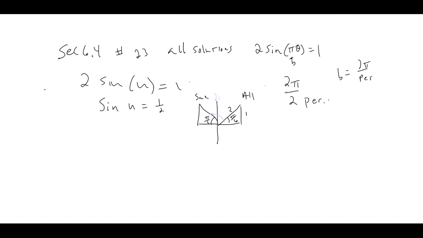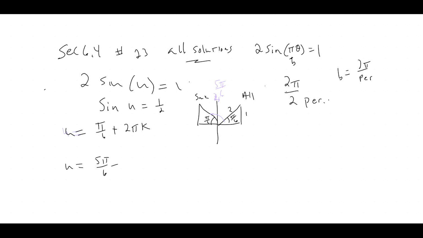Let's see. So 5 over 6 pi is what that other angle is. So there are 2 answers, but the trouble is that's when the period is 2 pi. So we can say u equals pi over 6 plus, and to get there, we're going to go all the way around the circle, however many times we want, because we're looking for all solutions, right? And then the other one, we can say u equals 5 pi over 6 plus 2 pi k.